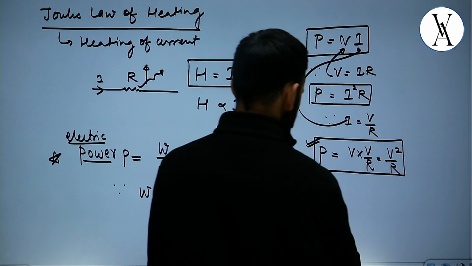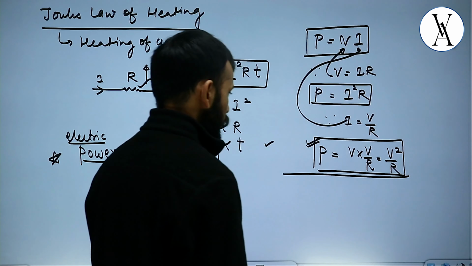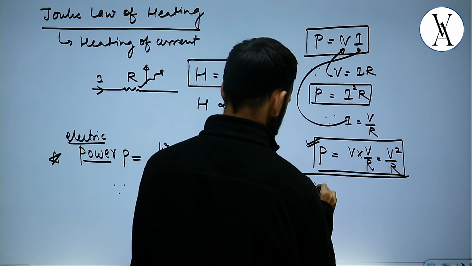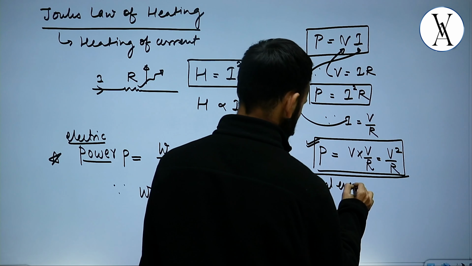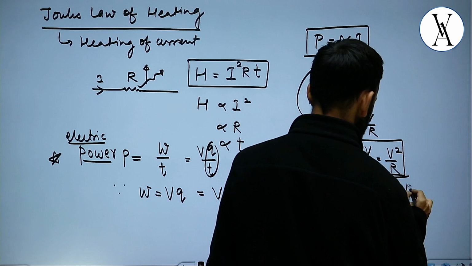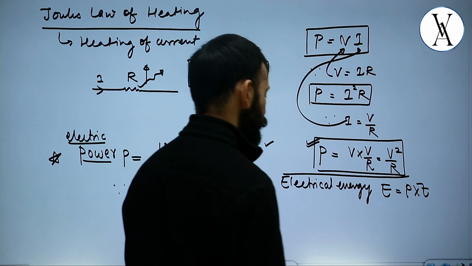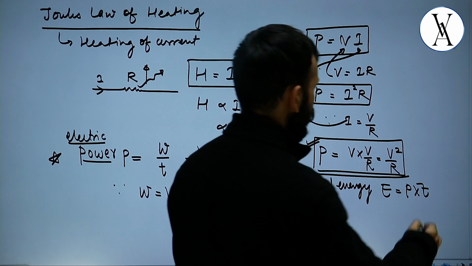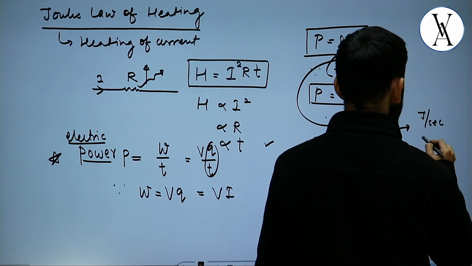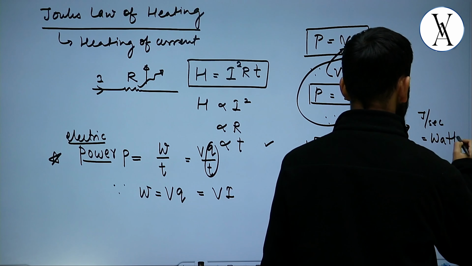Now, one more term is electrical energy, which can be written as power into time. Here, the unit of power is joule per second, or watt.